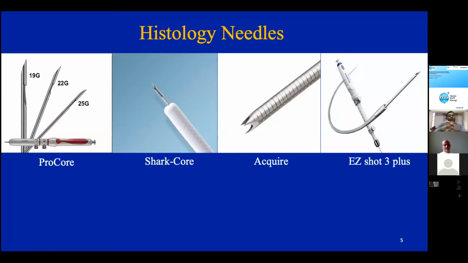So consequently, 4 histology needles have been developed: the ProCore, the SharpCore, the Acquire needle, and then the EchoTip ProCore that was recently FDA approved. I think somebody is having an echo on the other side.